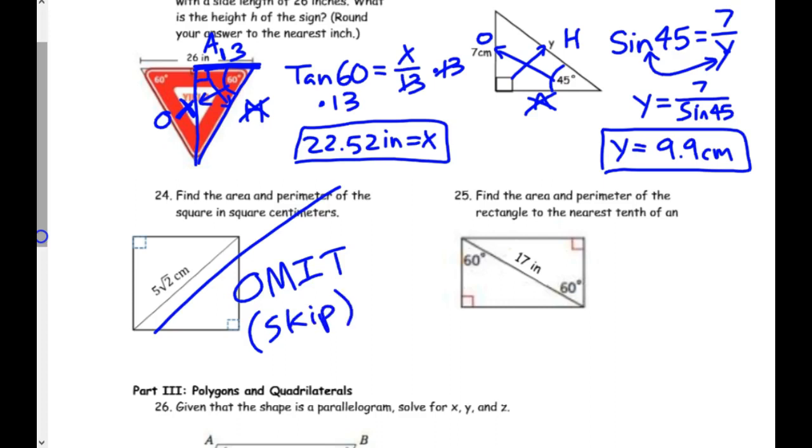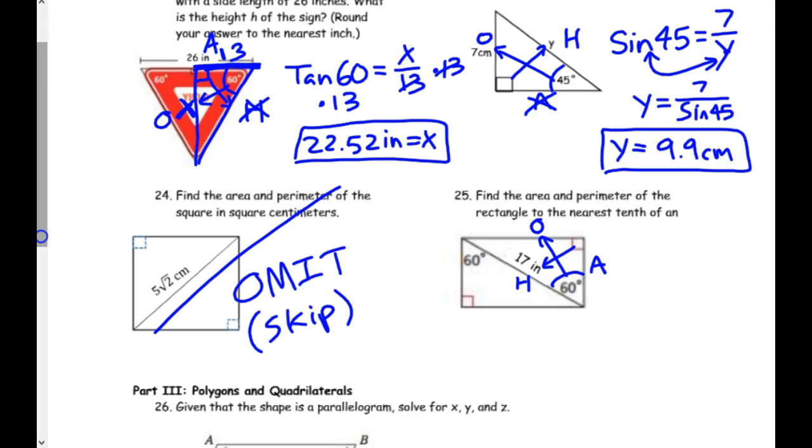25. Find the area and perimeter of the rectangle to the nearest length. So we're going to have to use trig again and then apply it with area and perimeter. So what's my angle? 60, right? Let's label O, H, and A. Now here's the deal. What am I missing? To find area and perimeter, I'm missing both the O and the A, okay?